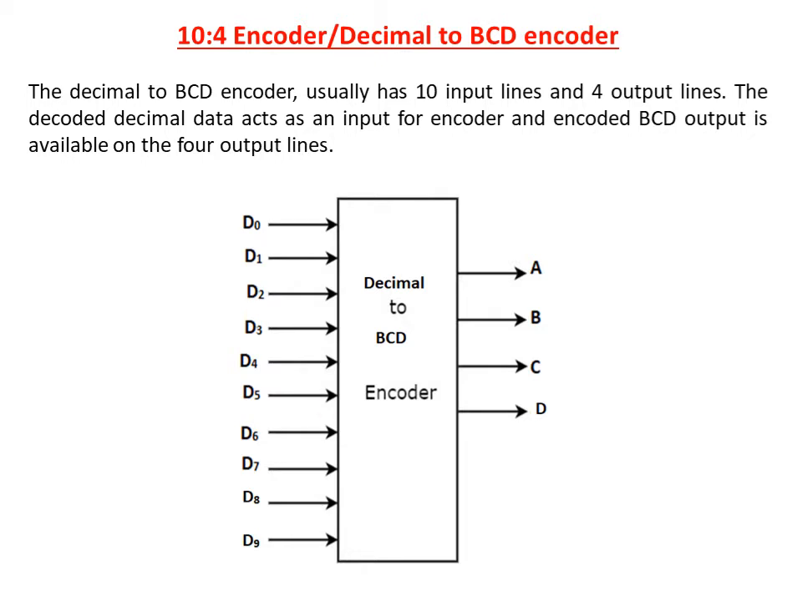This is the block diagram representation for decimal to BCD encoder. We can also say it as 10 to 4 encoder. Here we have 10 input lines D0 to D9 and 4 output lines A, B, C, D.